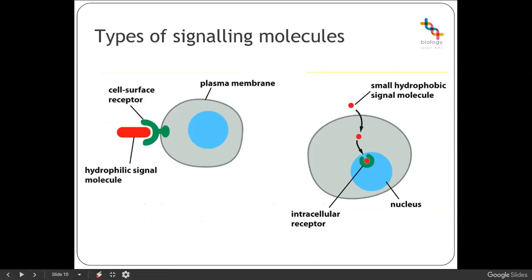So quick recap, we've just mentioned hydrophobic signaling molecules and how they're able to diffuse across the plasma membrane. Now we're looking at hydrophilic signaling molecules which are unable to diffuse across the plasma membrane and must bind to a receptor molecule on the cell surface. This therefore sets off a signal cascade inside the cell. Examples of these types of signaling molecules would be our neurotransmitters and peptide hormones.